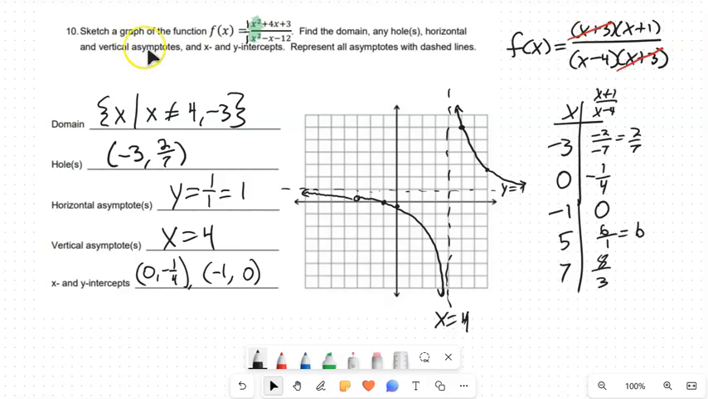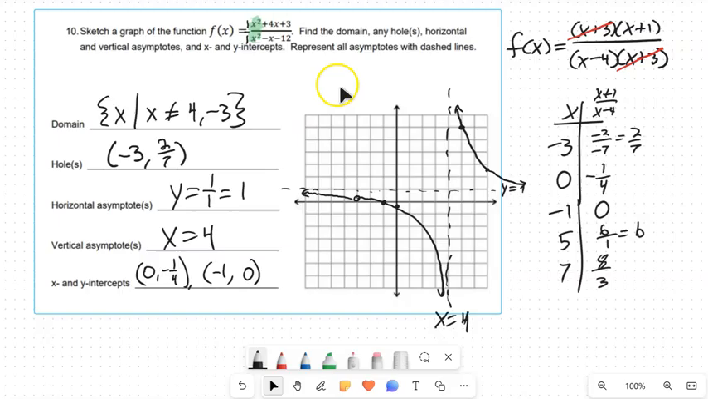And there we have everything graphed and answered. And I hope this helps.